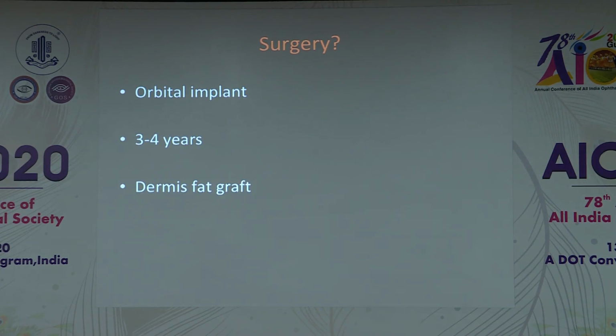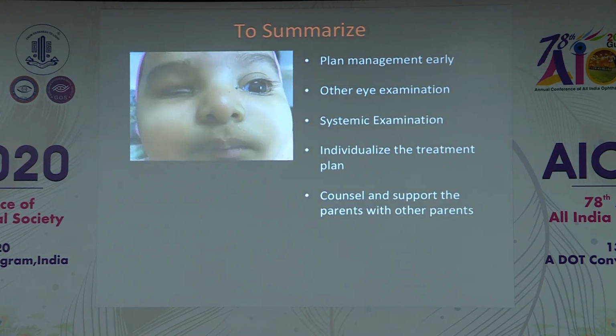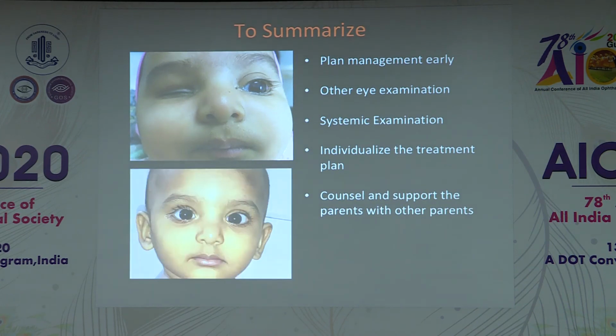So implant surgery, I'm going to just skip to that. To plan management early, this is a child who came at 2 months, and this is exactly at a year with just serial conformers and then final prosthesis, and we've achieved the size. So we have to examine the other eye, individualize the treatment plan, and please counsel and support the parents.